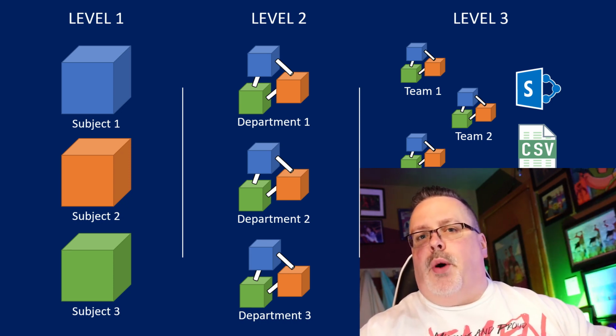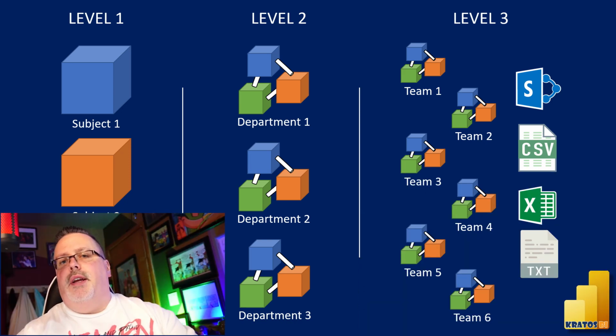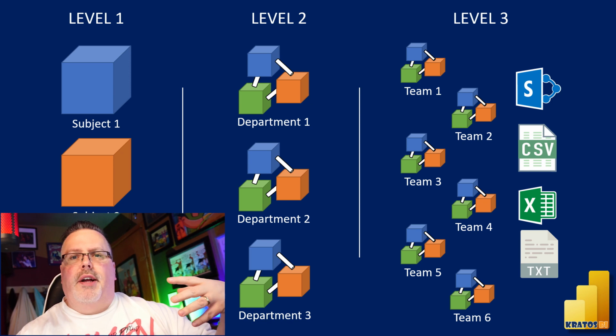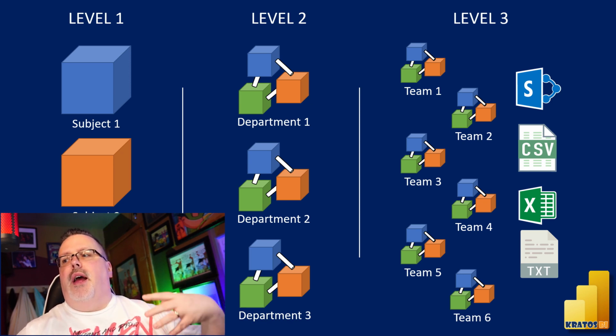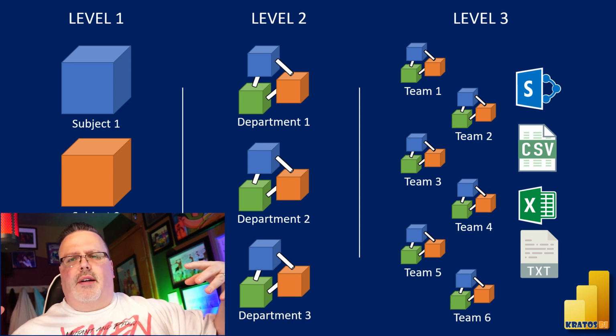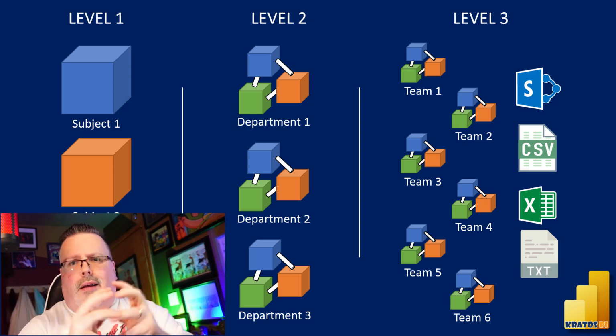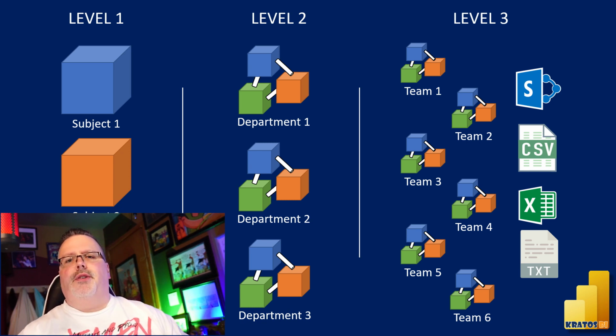Okay, so level one is just a basic model. Level two is your composite model. And then level three is the exciting part. That's where we start to give that true functionality out to your business analysts, out to the people who are doing self-exploration. And we say, okay, in level three, this is where we mash in SharePoint lists. We drop in some Excel files or CSVs and text files. Whatever you need to do in order to bring that all together to create the experience that you want, that's what we do inside level three.